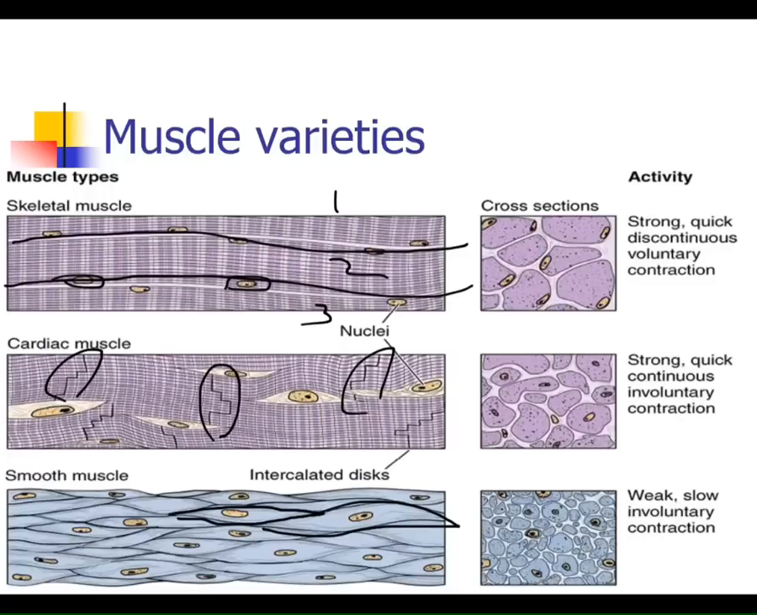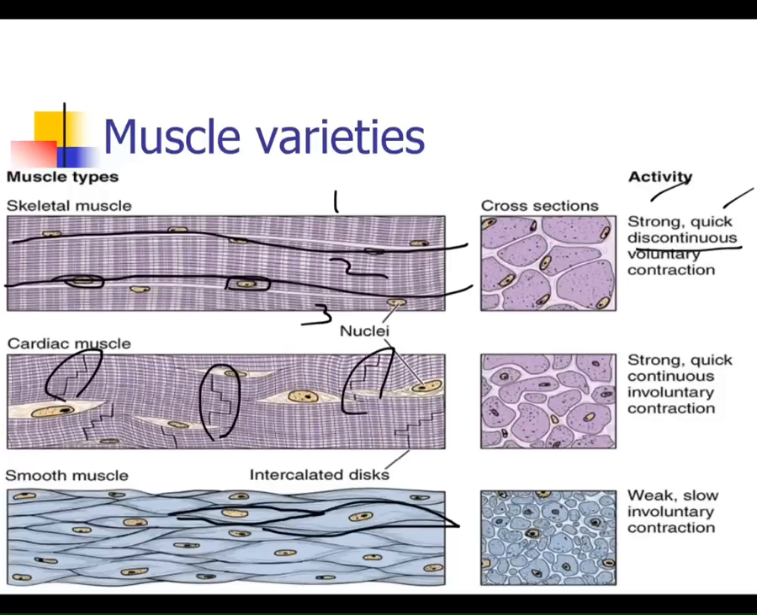Other characteristics I could use: do you agree that your skeletal muscle, like your biceps brachii, is strong? It's a strong muscle. It can work very, very quick. But it's also discontinuous, meaning I can let my biceps brachii go on break, right? It doesn't have to be working all the time. So it's a discontinuous muscle, and we know that it's voluntary. It works through direct connection with our brain.